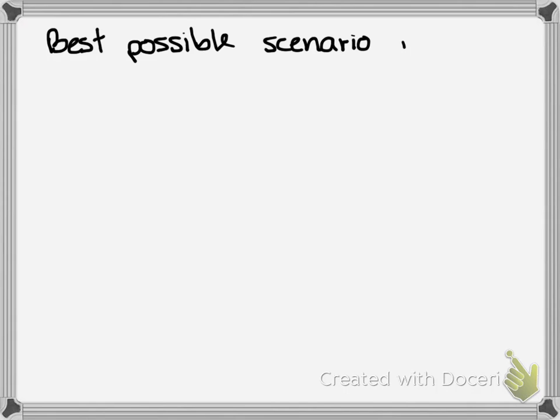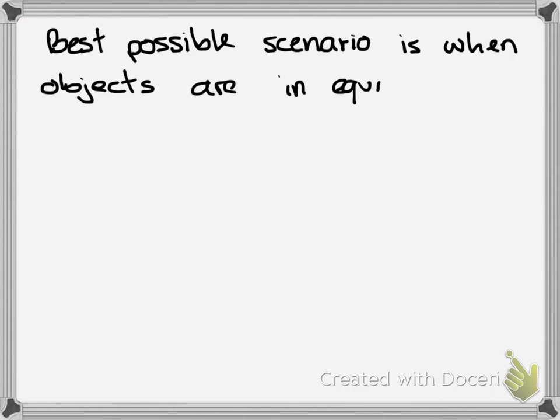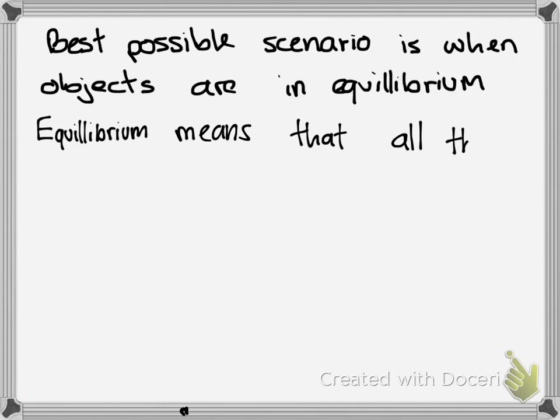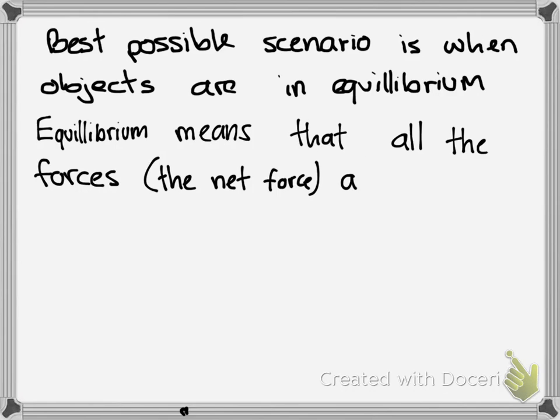Alright, so you got step 1 in torque down. Next step is equilibrium. Equilibrium is pretty easy if you get the first part of torque, which I taught in my previous video. So, the best possible scenario is when the objects are in equilibrium, because that means that all the forces add up to 0. So the net force is 0.